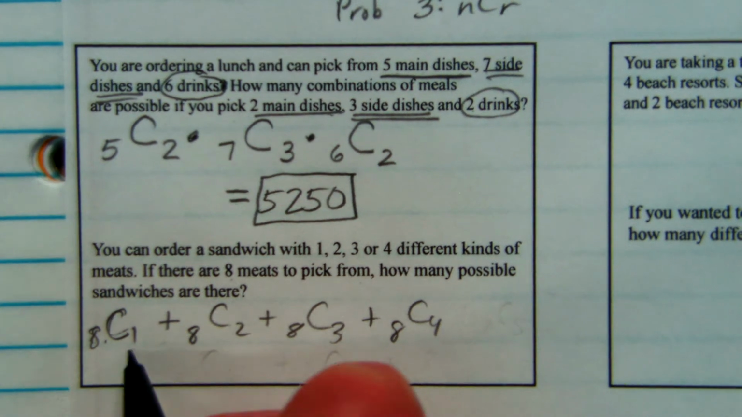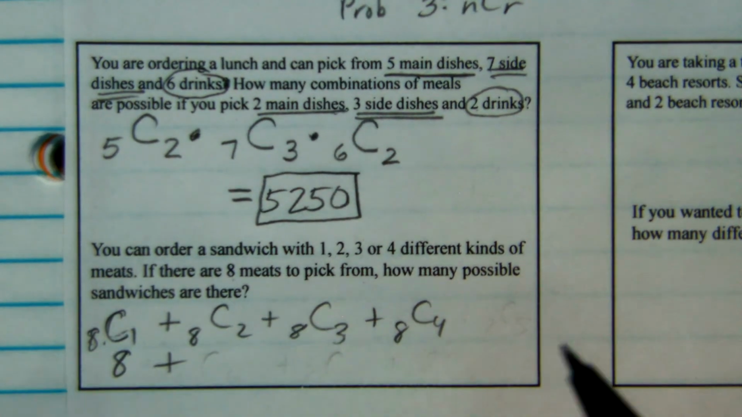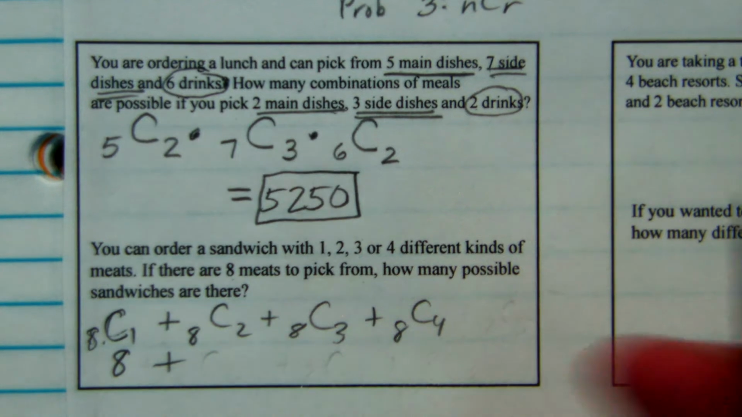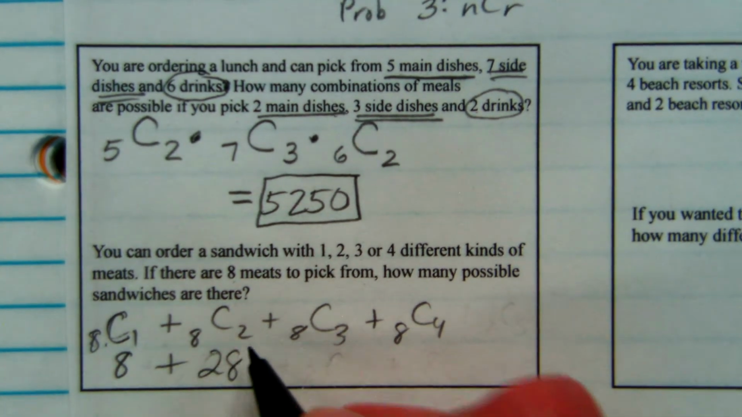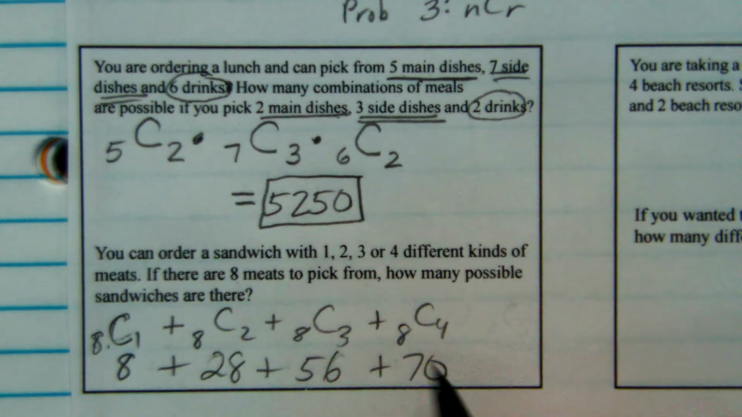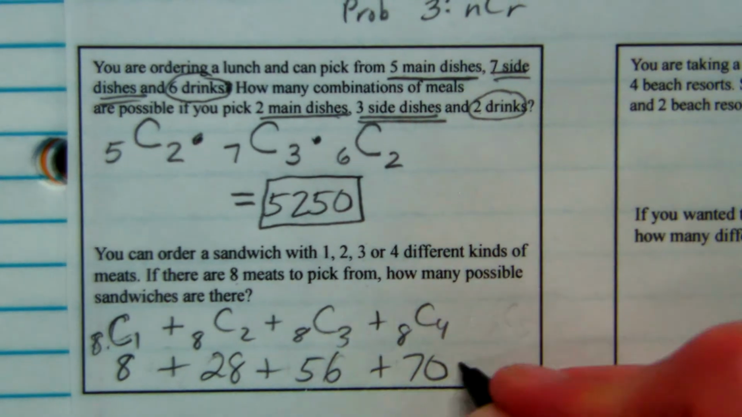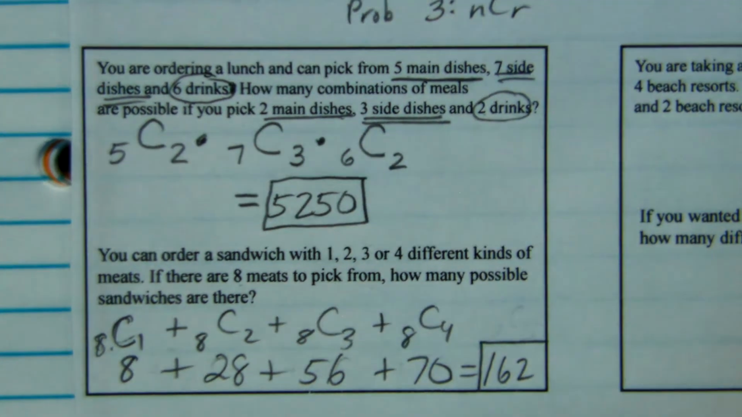I actually have that written down. This comes out to 8, so there are 8 different ways you could have 1. We should know that because there are 8 and you're picking 1, right? Mm-hmm. And then there are 28 ways that you could pick 2, 56 ways you could pick 3, and 70 ways you could pick 4. And it comes out to a total of 162 for the final answer.